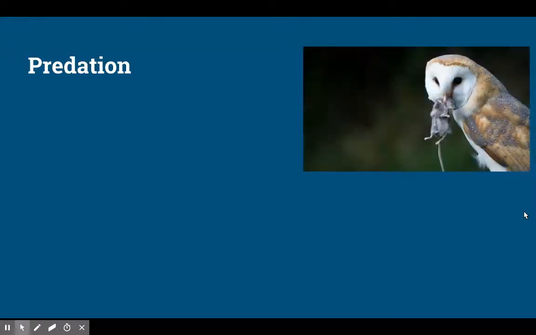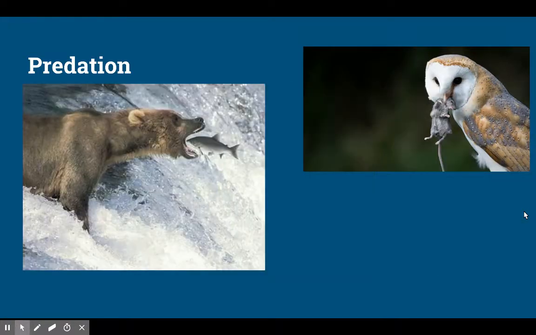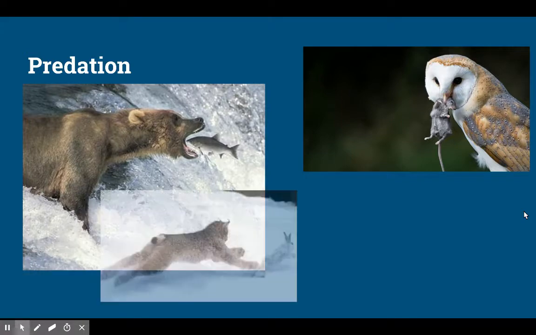Predation is pretty self-explanatory as well. Here we have the owl as the predator eating the mouse. Predation involves one animal eating another animal.